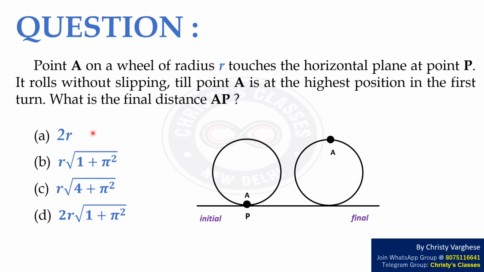Options: A. 2r, B. r into root of 1 plus pi square, C. r into root of 4 plus pi square, and D. 2r into root of 1 plus pi square.